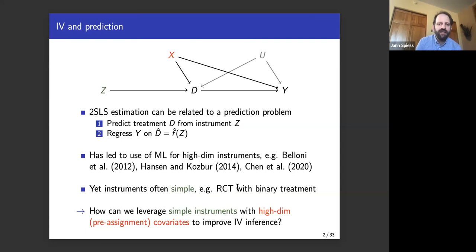And just to be clear, in principle, all the existing results on using machine learning in the first stage still remain applicable, because effectively we can think of this as having a high-dimensional instrument space where we include interactions between the instruments and the features. But exactly the structure, the nature of how these instruments look like that combine a simple instrument with potentially high-dimensional controls is what I want to talk about today in the talk.